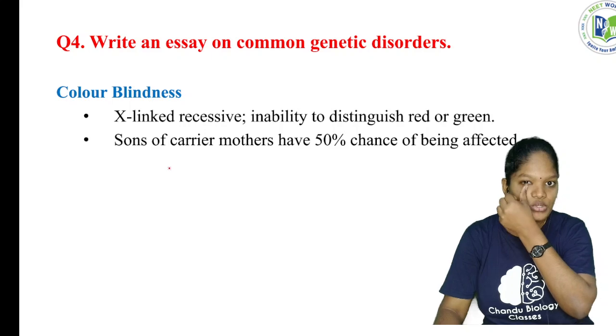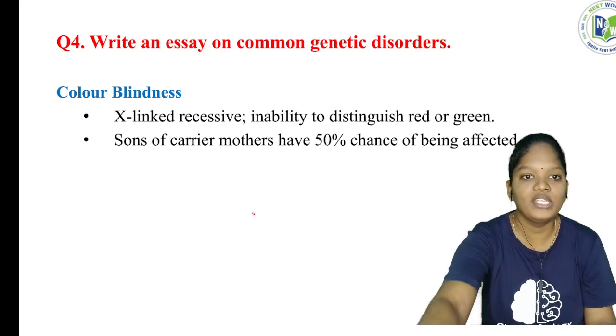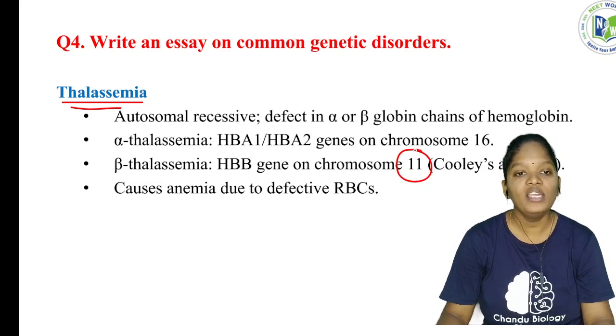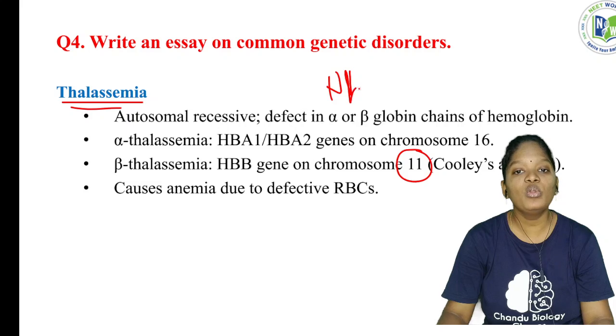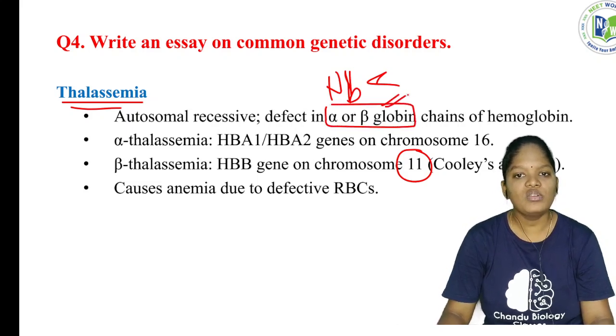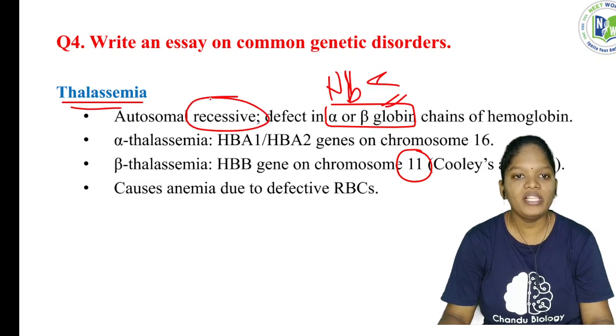Now, color blindness. I have explained color blindness before, I don't want to explain this much. And thalassemia. Again, thalassemia is in chromosome 11, and it leads to a defect in the hemoglobin structure. It will be a defect in the alpha globin chains or the beta globin chains. Again it will be autosomal recessive. So if the alpha globin chain is getting affected, that is considered as alpha thalassemia. If the problem is in the beta globin chain, it results in beta thalassemia.